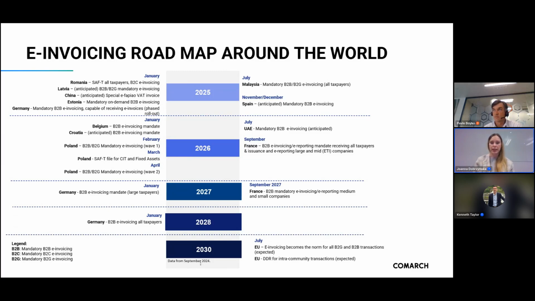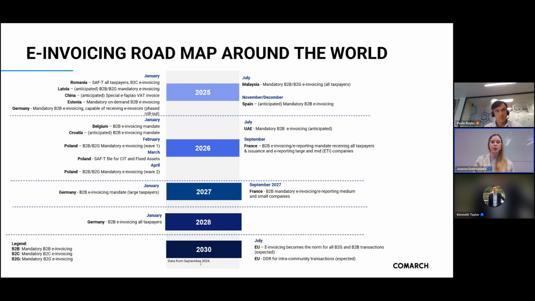This mandate will begin in stages, starting from 2025 with the obligation of only being able to receive CEN compliant invoices, until the necessity of sending them for larger companies with an annual turnover of more than 800,000 euro from 2027. Then we have mandates in France and Poland, which have already been postponed many times.